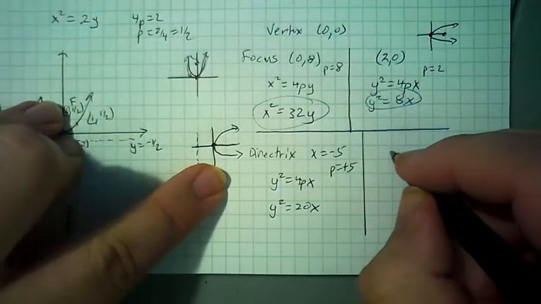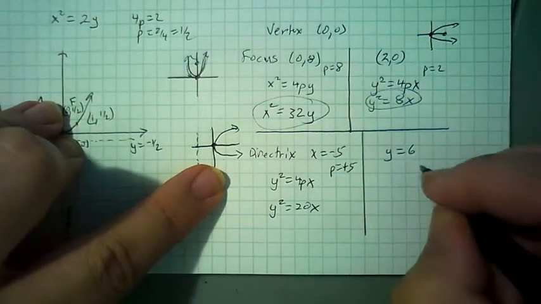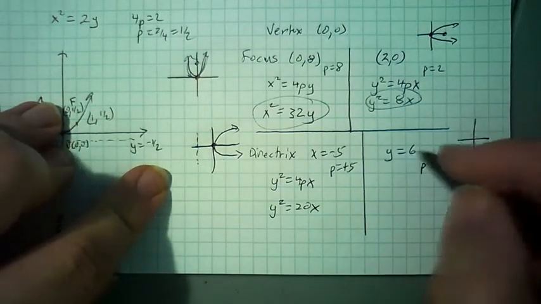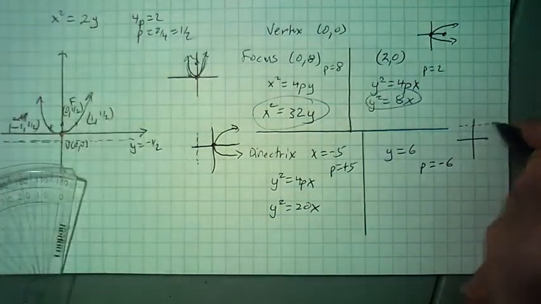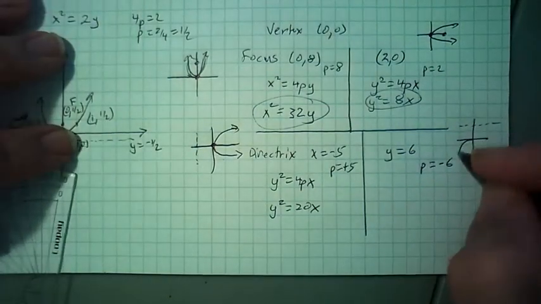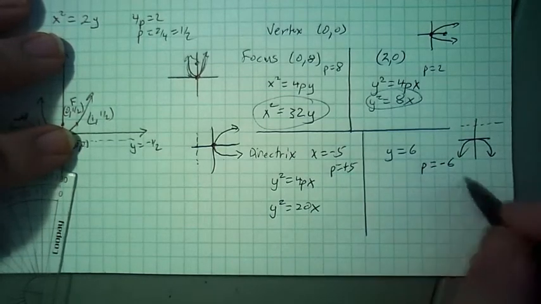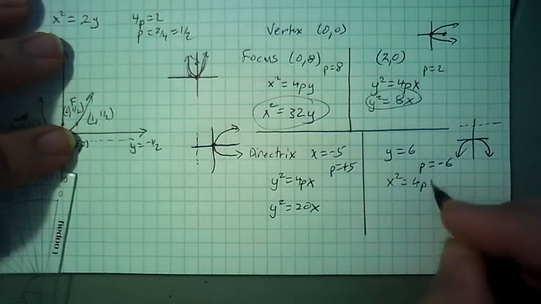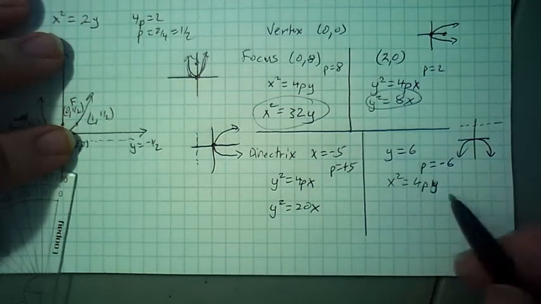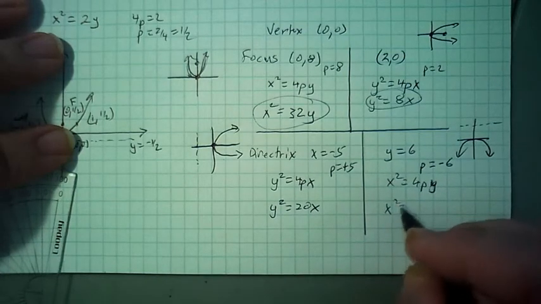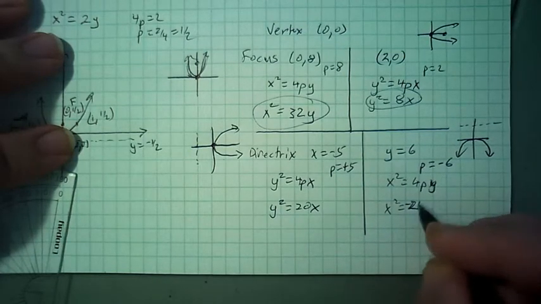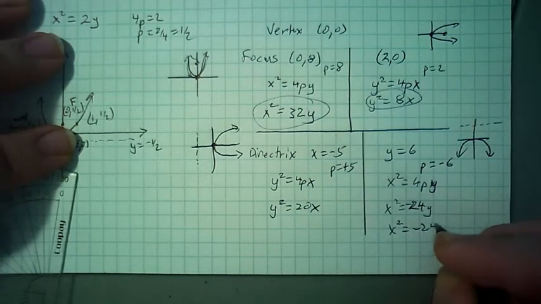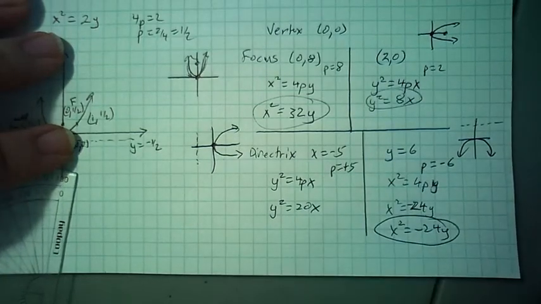And then if the directrix were instead y equals 6, then p would be negative 6. But because y equals 6 is a horizontal line up here, this parabola opens down. P is negative 6, so it's x squared equals 4py. No, sorry, y. Yes, or x squared equals negative 24y. That's a little sloppy. X squared equals negative 24y.